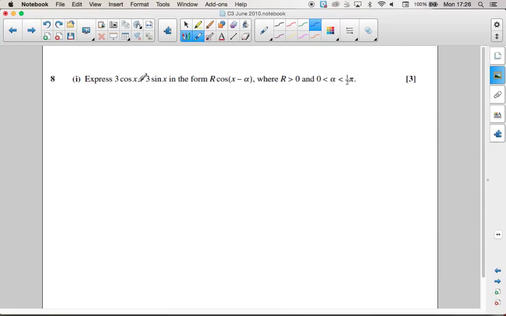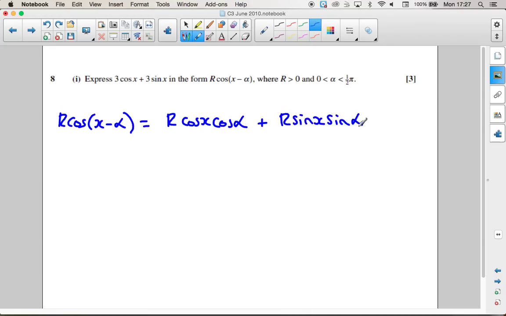Okay, question 8 part 1 is our r sine, or in this case r cos theta plus alpha, in this case minus alpha. So to answer any question like this, we need to first write down the addition formula for r cos theta minus alpha. So that's going to be r lots of cos x cos alpha plus sine x sine alpha. And we are being told that this can be rewritten as this.